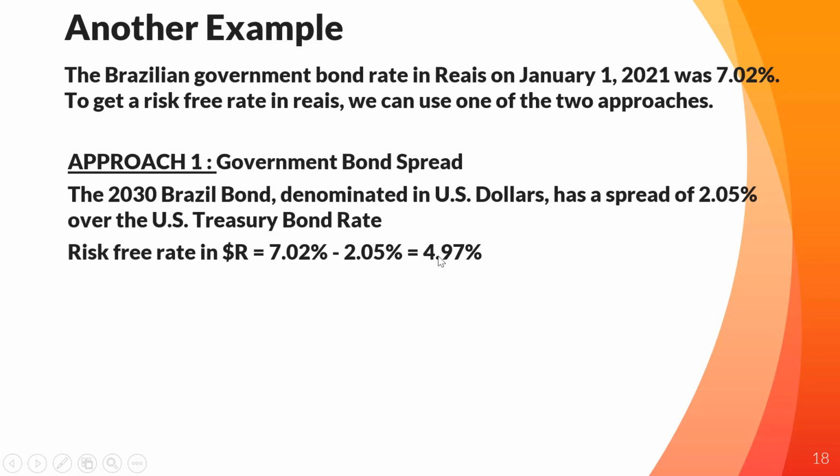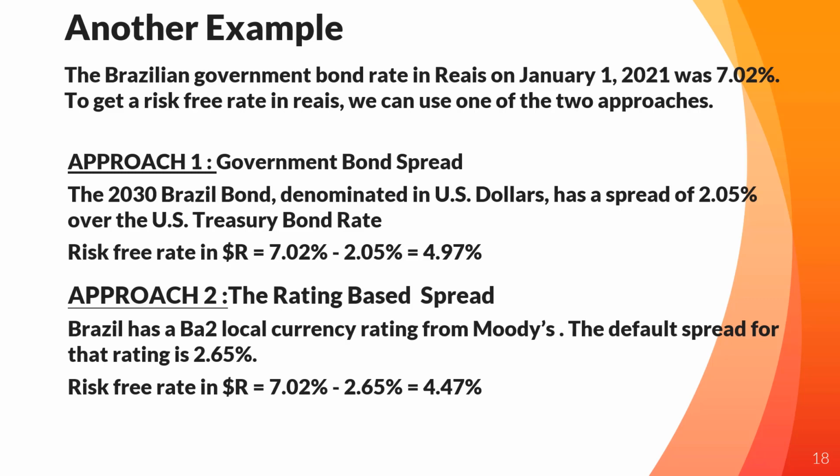Now the second approach, let's assume Brazil has not issued a US dollar denominated bond, is a rating-based spread. Brazil has a Ba2 local currency rating from Moody's. So what we will do is take the default spread based on the CDS market, as we discussed, and for that rating the default spread is 2.65%. We will again take the Brazilian reais rate of 7.02% and deduct the default spread from it, and we get the risk-free rate in Brazilian reais as 4.47%.